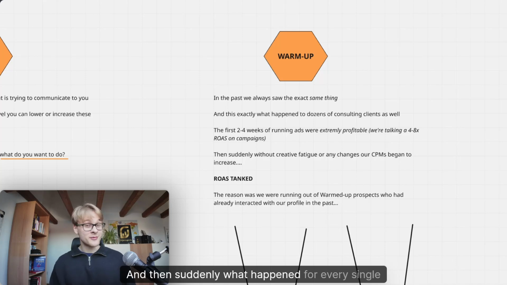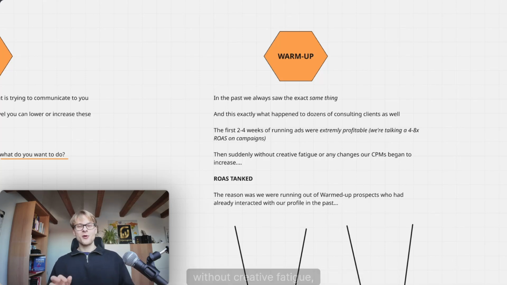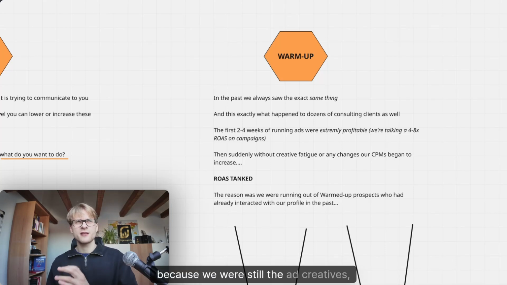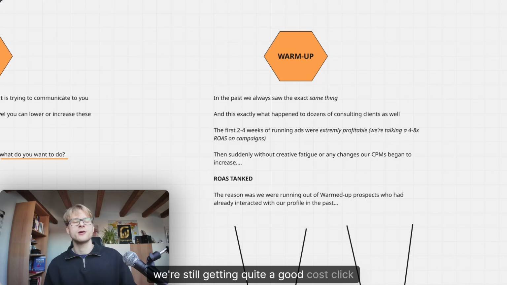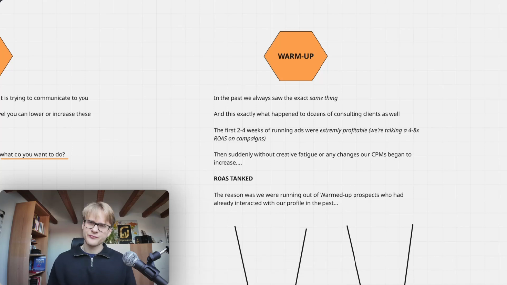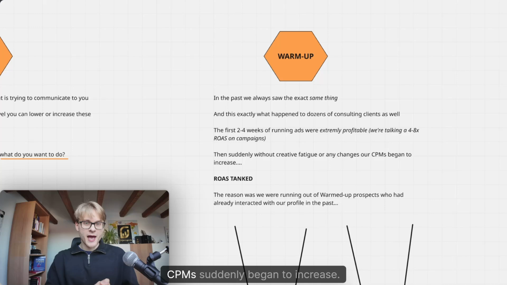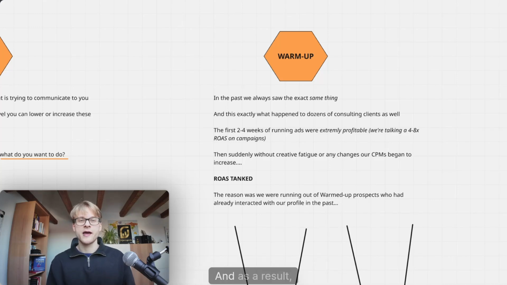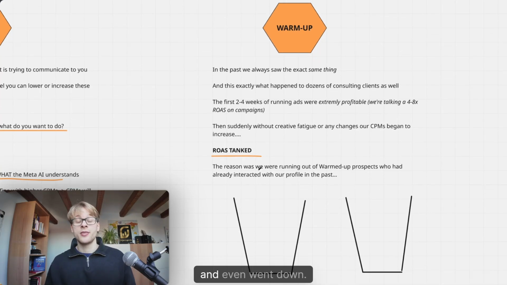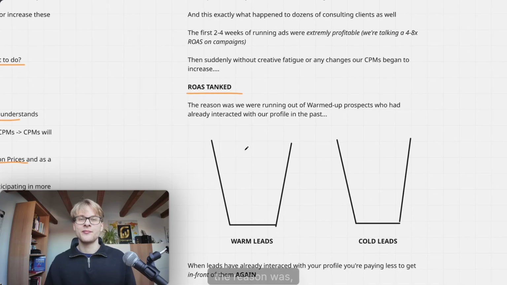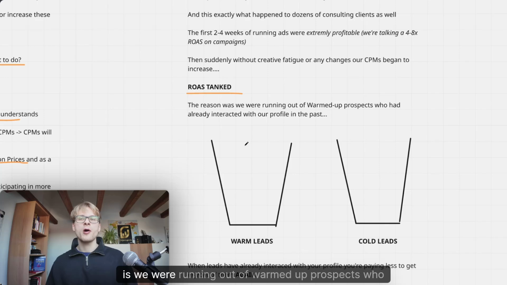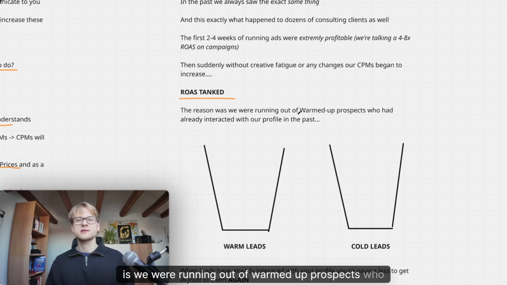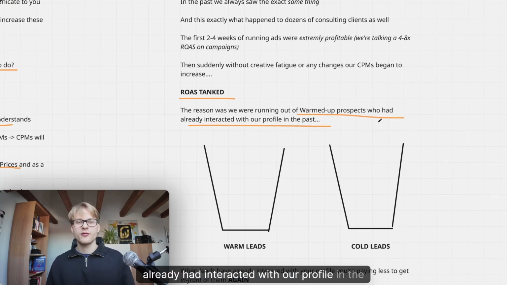And then suddenly what happened for every single client, without creative fatigue, because the ad creatives were still getting quite a good click-through rate. Creative fatigue wasn't the problem. We were changing ads as well without wearing their messaging too much. What happened? Our CPMs suddenly began to increase, and as a result, our ROAS tanked. The reason, and I figured this out weeks after it happened, is we were running out of warmed up prospects who already had interacted with our profile in the past.